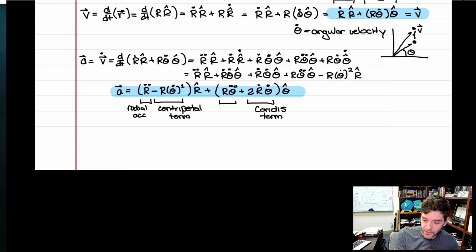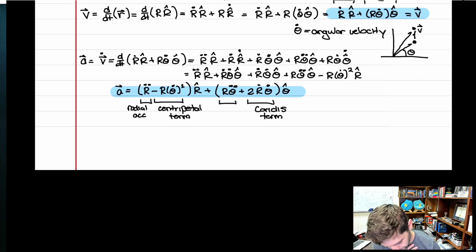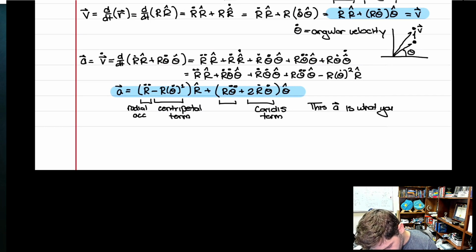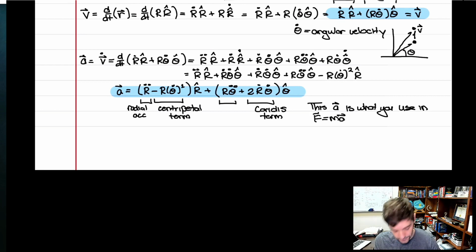Those are the kind of terms that appear when you, going back to the previous module, try to do physics in a rotating frame. Polar coordinates makes a lot of sense, and naturally dealing with the rotation of the Earth, for example, pops out terms like the centrifugal, centripetal, and the Coriolis terms. But those are just names. This big messy acceleration that has two terms for each of the coordinates is what you use in F equals ma when you're working in polar coordinates.